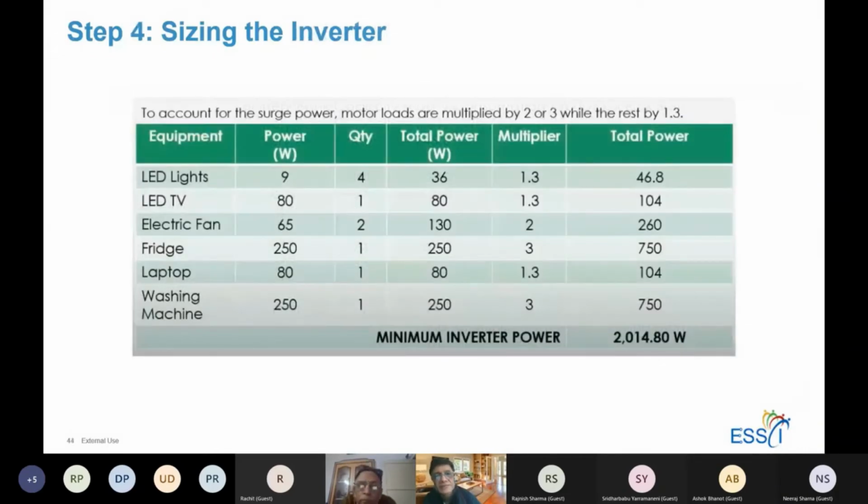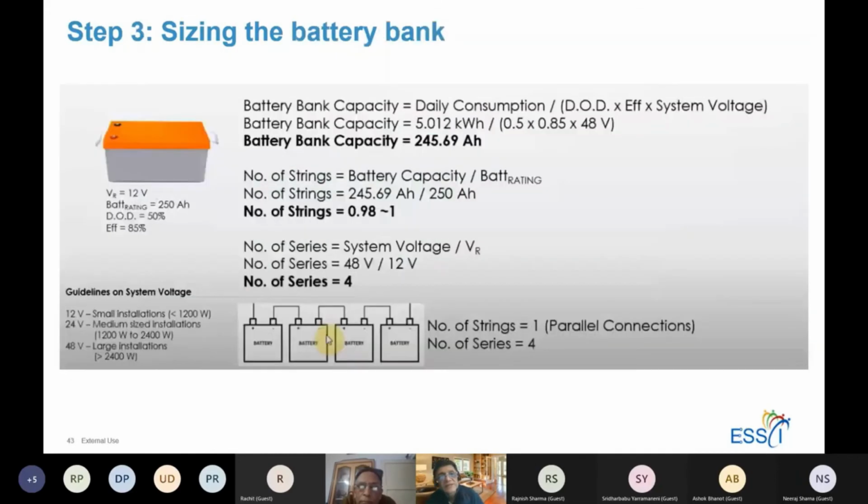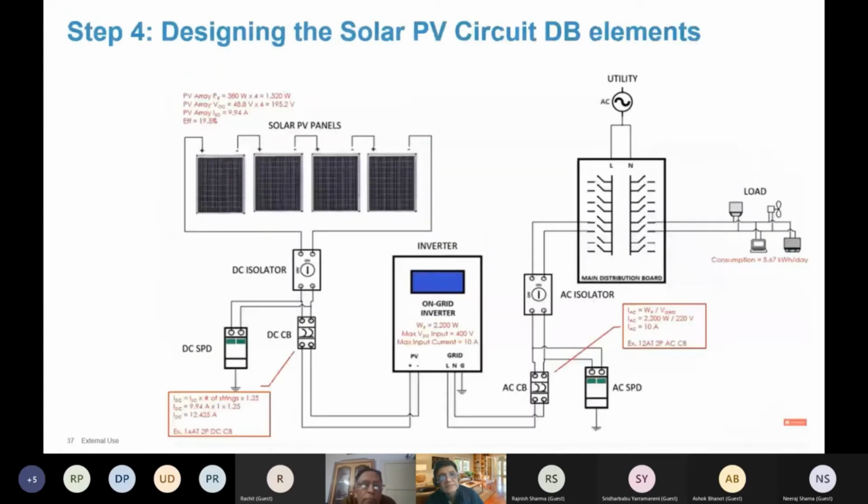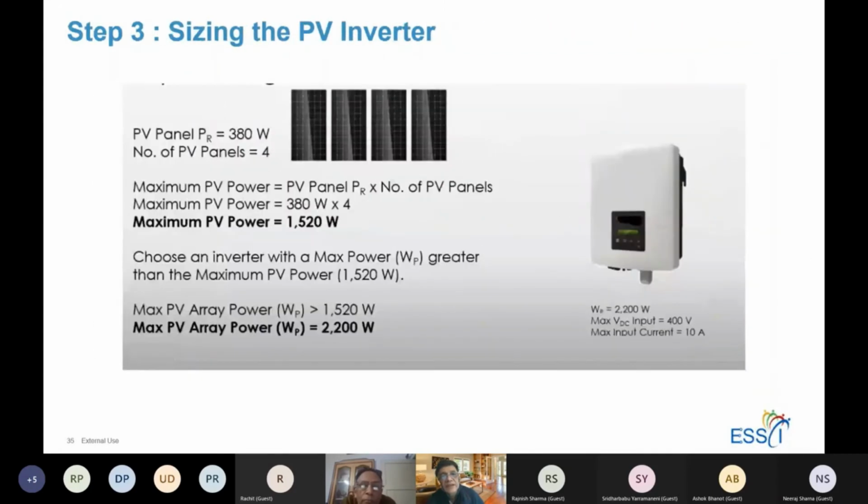So, sizing the inverter to account for the surge power of motor loads. Now this is something very interesting. In my design of the inverter in the previous round, when I said that your actual rating was coming to 1.5 kilowatt, I said, take a look at this slide. In this slide, I said that 1.5 is your maximum power. I said normally you'll multiply it by 20% or whatever, and then take the next higher inverter rating. So why do you do that?